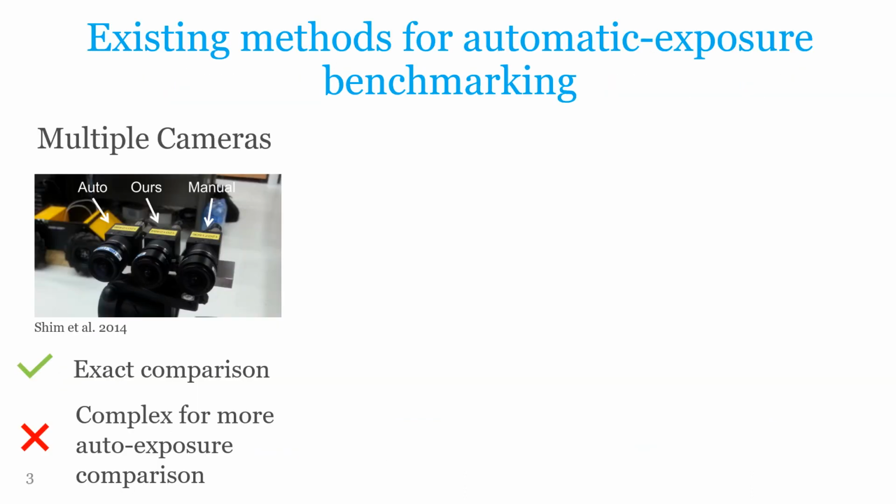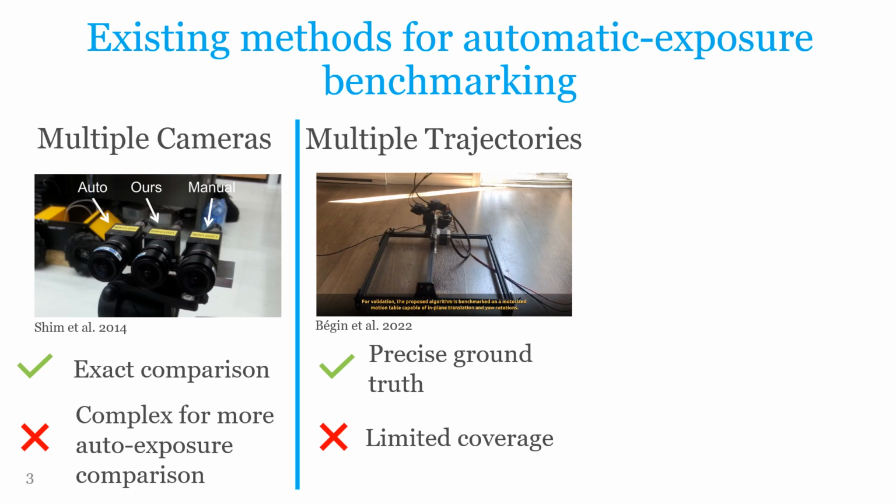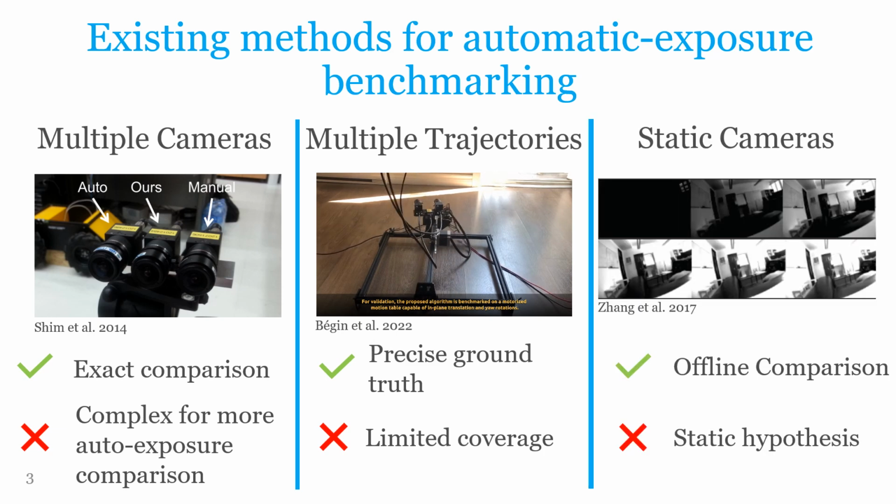We divide the existing comparison methodologies for automatic exposure algorithms into three categories. Using multiple cameras allows exact comparison, but increases rapidly in complexity with the number of methods to compare. Repeating the same trajectory has to be deployed in a controlled environment, but provides a precise ground truth. Multi-exposure of the same static scene has the benefit of being usable offline, just like our method, but it does not allow working on trajectories since the camera is static.